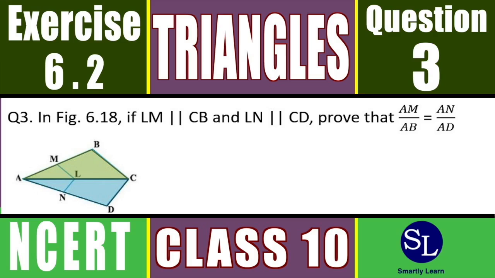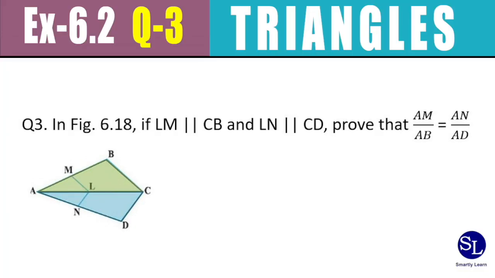In this video, let us see how to solve the third question in exercise 6.2. In the figure, if LM is parallel to CB and LN is parallel to CD, prove that AM by AB is equal to AN by AD.